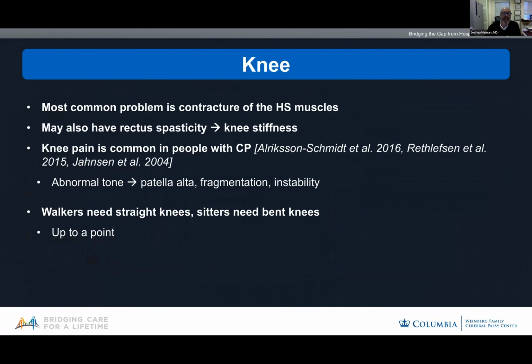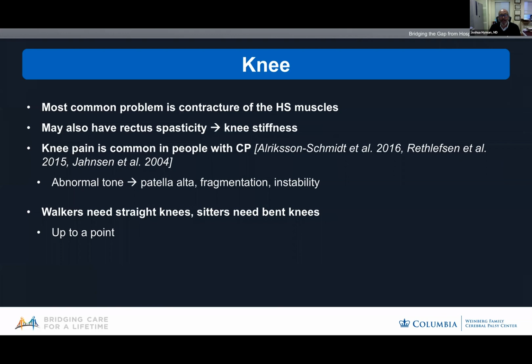Most common problem at the knee are contractures of the hamstring muscles. However, you can also have spasticity of the rectus, which would lead to knee stiffness. Knee pain is quite common in people with cerebral palsy, particularly as they get older, in adolescents and young adults, and it is all related to this abnormal tone. The patella will come out of the joint. You can either have patella alta, where it's too high on the femur, or it becomes unstable and can slip out side to side. And sometimes the forces are so great, it can actually cause fragmentation or fracture of the patella.